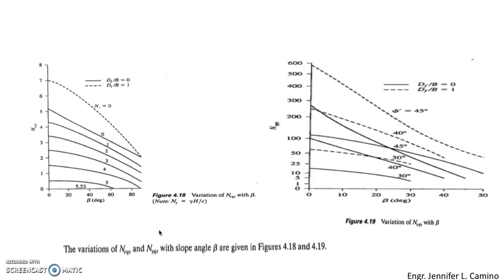showing variations of the values for N sub cqs with respect to beta. You have to identify your beta and, of course, the range of the value for your stability number, and you have to identify the ratio D_f over B. You have to identify the value for the angle beta, for the angle of friction, and also the ratio D_f over B. And then you could identify the value for your N sub cqs and N sub gamma qs. This is for N sub cqs, and this is for N sub gamma qs.